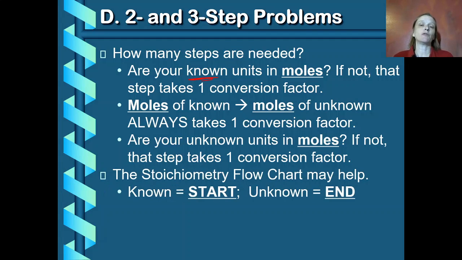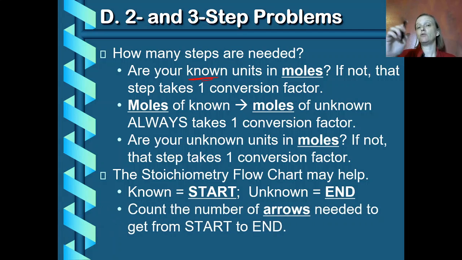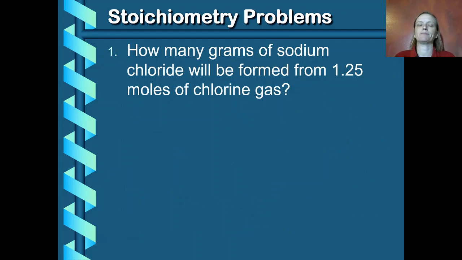The stoichiometry flowchart may help because if you label your known value as the starting point and your unknown value as the ending point, then you just count the number of arrows that you need to get from your start point to your end point. Again, you don't get to use the flowchart on the test, but using it when you're first learning these kinds of problems may help you remember what kind of questions you need to ask yourself.